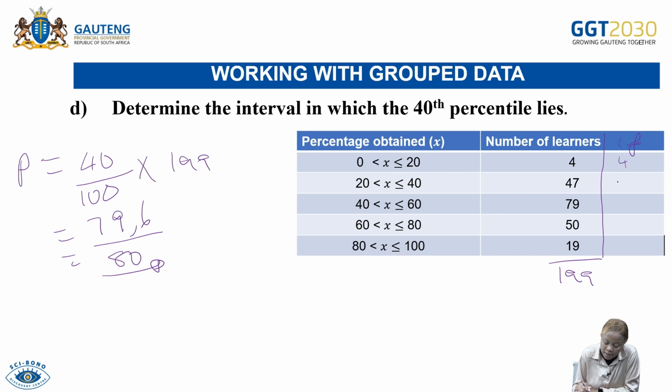So cumulative frequency, again, I've got my 4. If I add this and that, I get 51. If I add this and that, I get 130. If I add this and this, I get 180. And if I add that, I get 199.